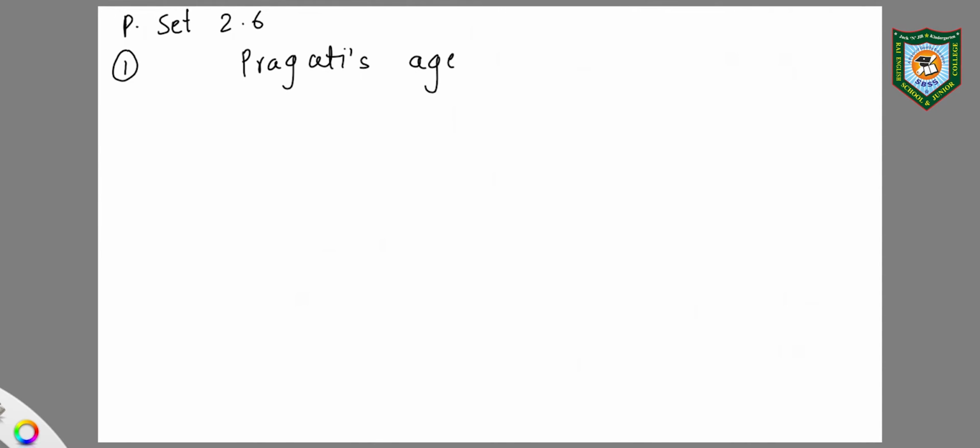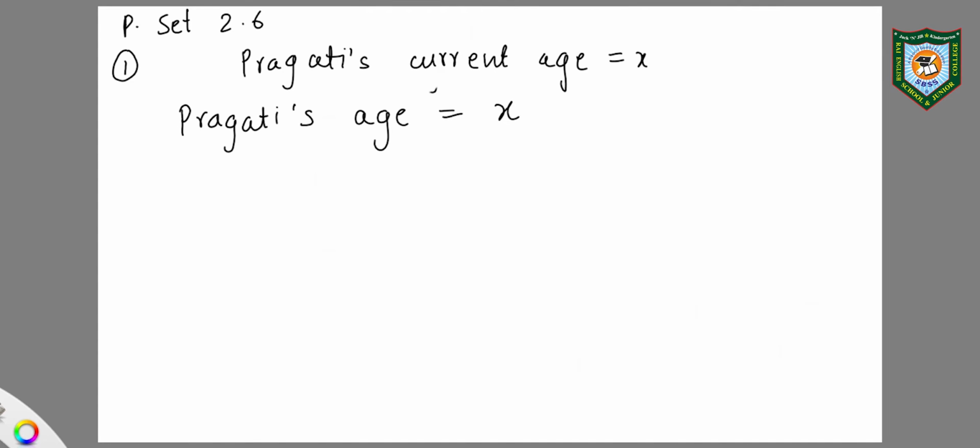Now here the one important thing that we need to mention is Pragati's current age is x. That means at this particular moment her age is assumed as x. Now back to our question. The product of Pragati's age 2 years ago. So 2 years ago, Pragati's age is going to be x minus 2.